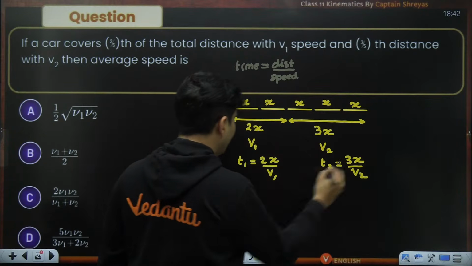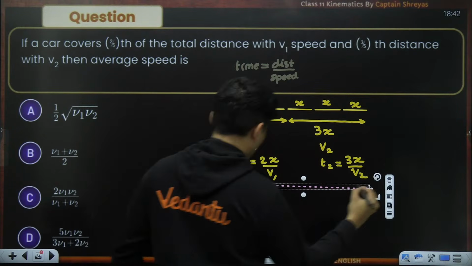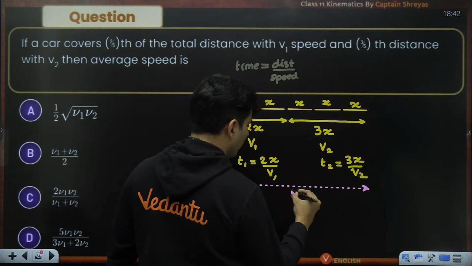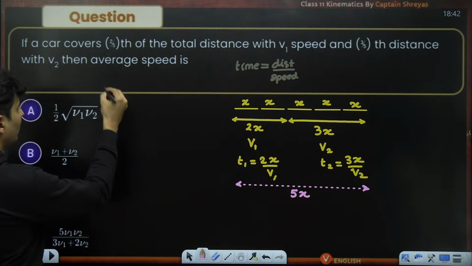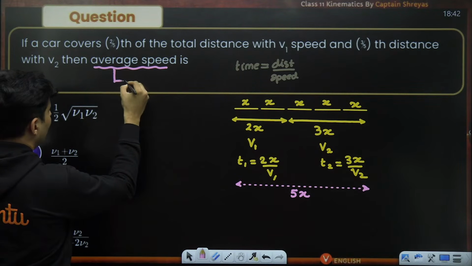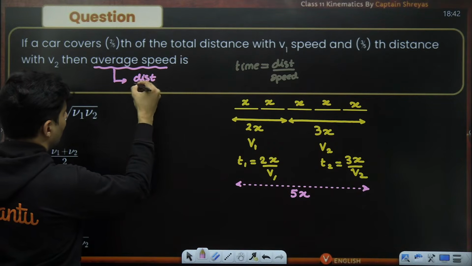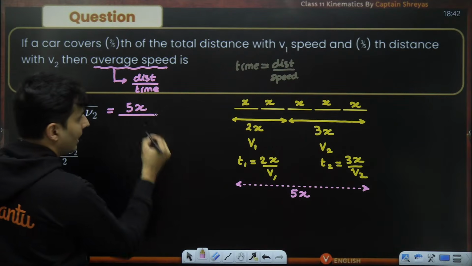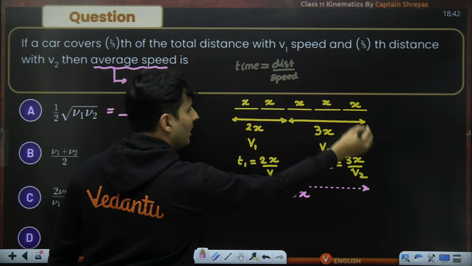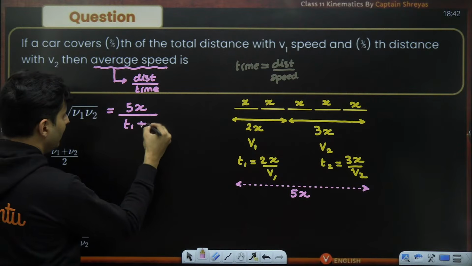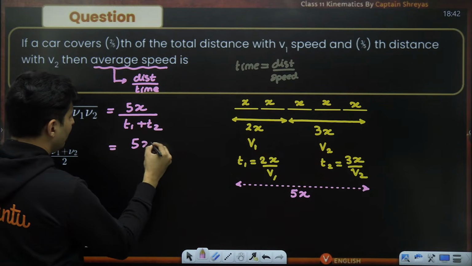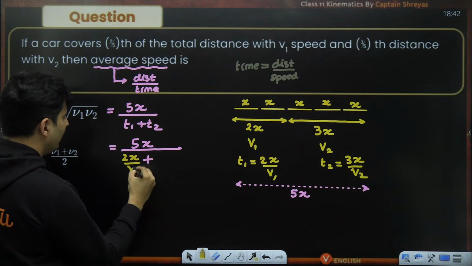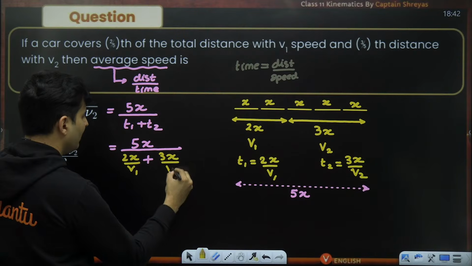Now, if you consider the entire journey from here to here, that is a total distance of 5x. So if I want to find the average speed, that will be the total distance upon the total time. The total distance is of course 5x, and the total time is this time from here to here and this time. So it will be t1 plus t2. Okay, so 5x is as it is. What is t1 and what is t2? t1 is 2x by v1, t2 is 3x divided by v2.